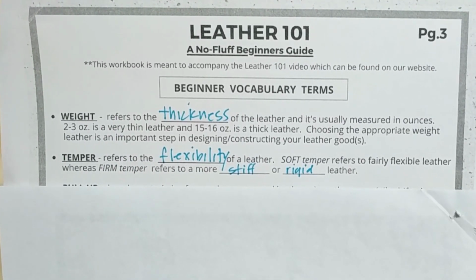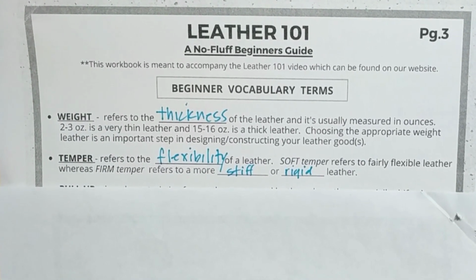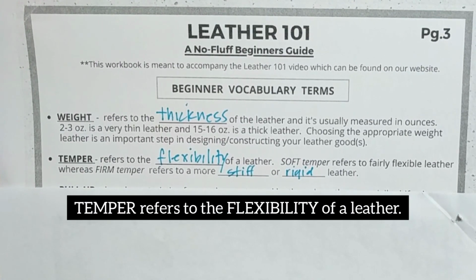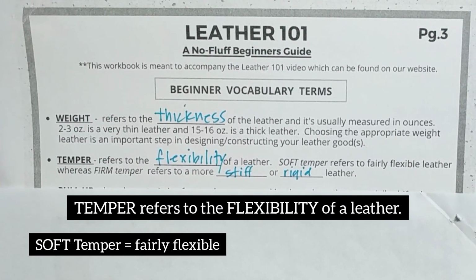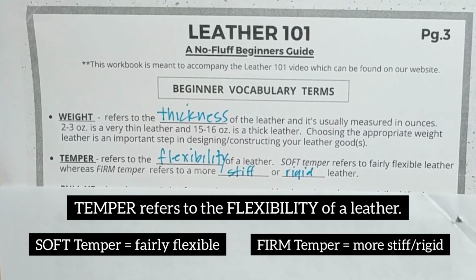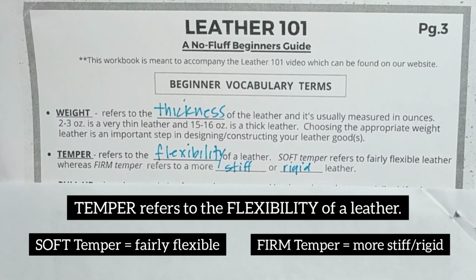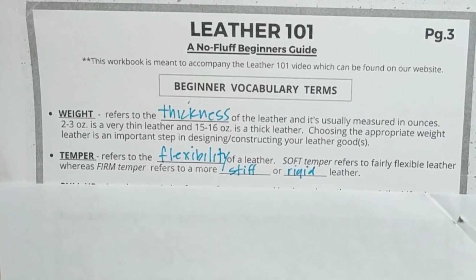Next up is temper. Now this doesn't have to do with how angry the cow is. It actually refers to the flexibility of a leather. Soft temper refers to fairly flexible leather, whereas a firm temper refers to a more stiff or rigid leather. Let's take a look.